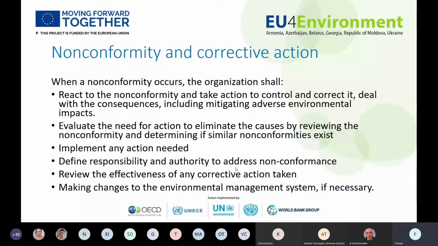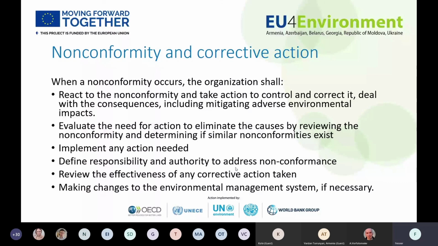This requires us to take action. If there is a non-conformity, we need to do something about it. And also this procedure needs to be controlled. This needs to be planned. And the non-conformity and corrective action basically defines what happens in the case of a non-conformity.